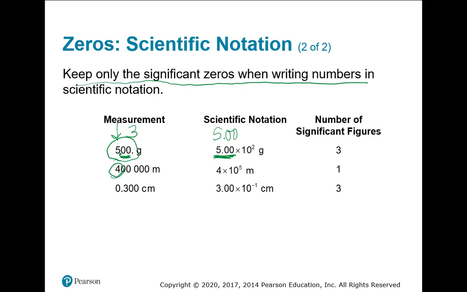This only has one significant figure. All of these other zeros, no, and there's no decimal point. So we would just say 4 times 10 to the fifth. Only one significant figure. 3.00. This zero is not significant, but those zeros that are after the decimal are. So 3 significant figures. That means when we write it just like this guy up here, we have to include those 0.00 at the end.